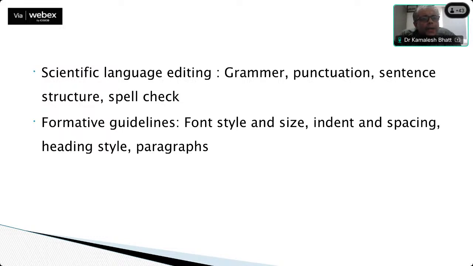Then there should be scientific language editing. You can do that. It should always be done for the grammar, punctuation, sentence structure, and spell check. Okay.